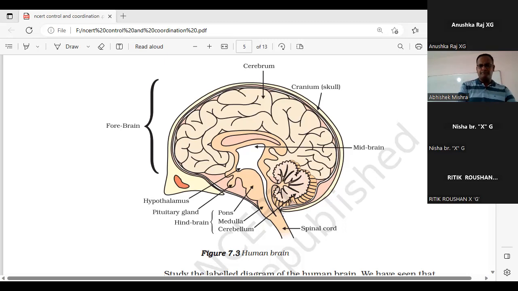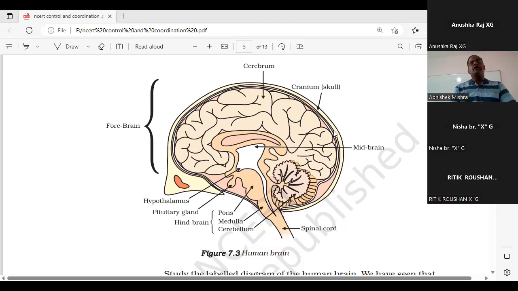Anushka? In the hindbrain, one part is there which is doing that function particularly. Medulla. Okay. Yes, correct. Salivation. Correct. Good, Anushka. Good attempt.